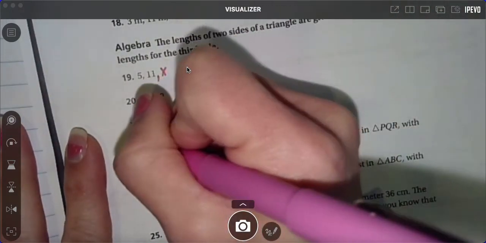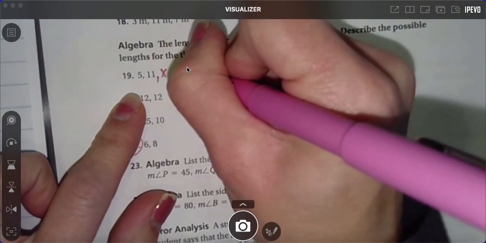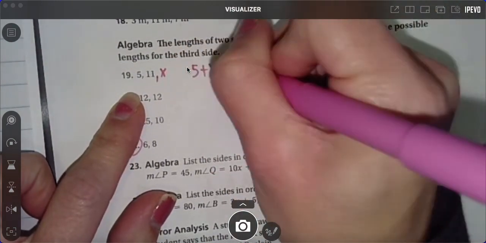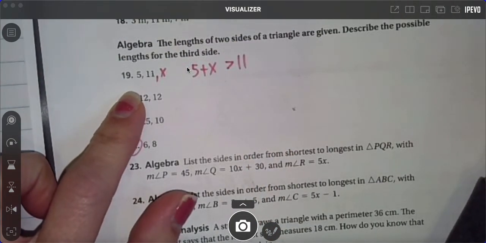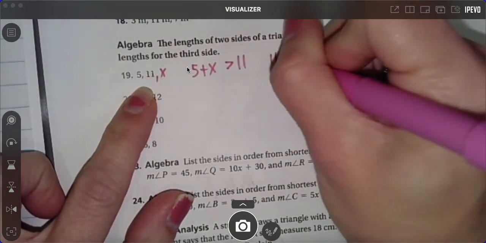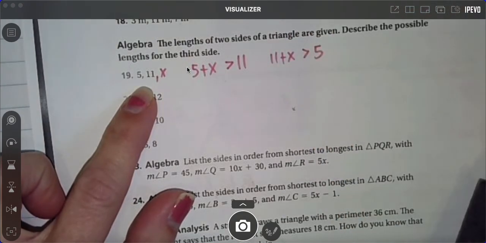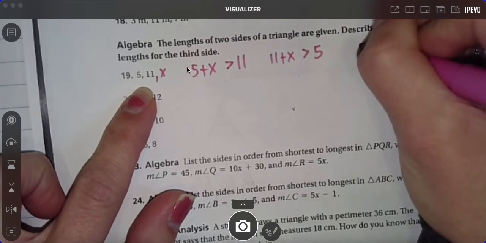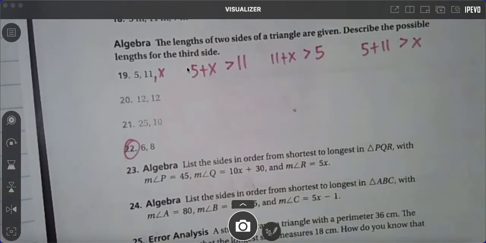I'll make y'all do 22 in a second. So I'm going to say that 5 plus X would have to be bigger than 11. Does everybody understand that? Then I could say that 11 plus X has to be bigger than what? 5. And what's my other one? Oh, 5 plus 11 has to be what? Bigger than X. Those are my 3 things.